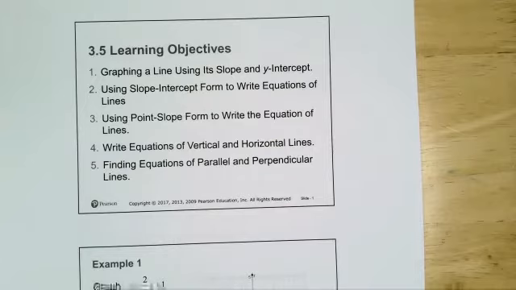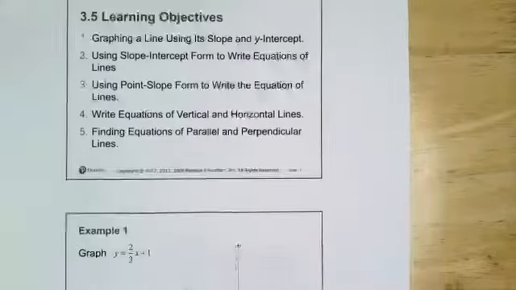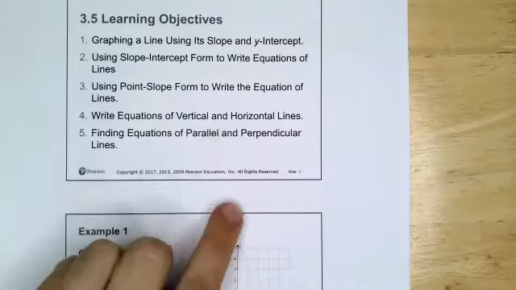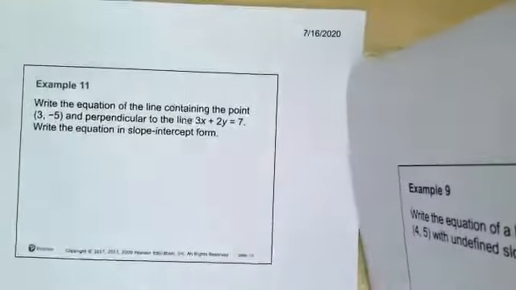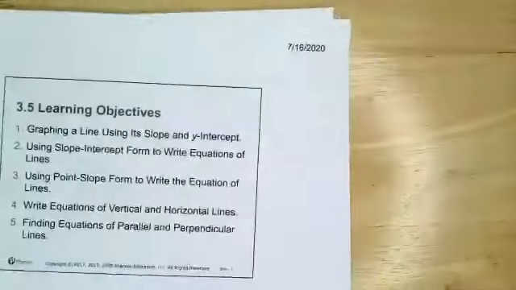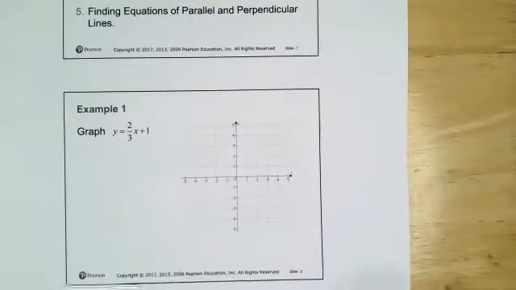3.5 is graphing a line using slope and y-intercept. Let's start. We will also write equations for lines, vertical and horizontal lines, and we already did parallel and perpendicular. Okay. Finding equations of parallel and perpendicular lines.